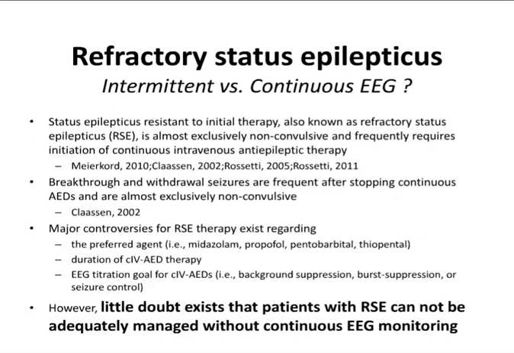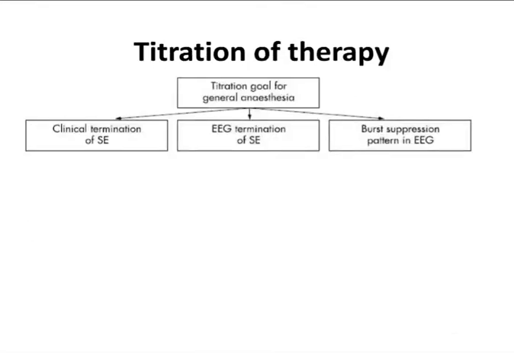And so even if there is still some controversy in refractory status as to whether we should use midazolam, propofol, or barbiturates, and some controversy about the duration, there is no doubt that patients with refractory status epilepticus need continuous EEG monitoring. And it's also important when you go for an EEG for the titration of therapy, and normally we go for burst suppression therapy for at least 48 hours.